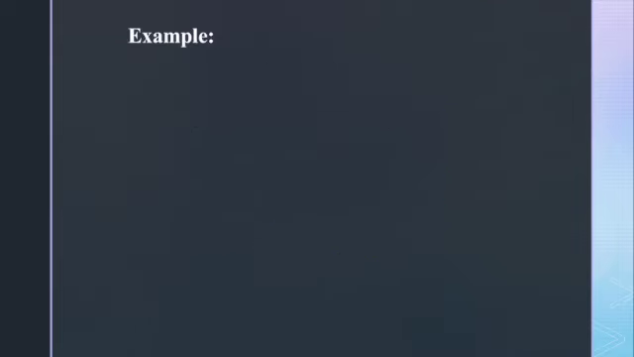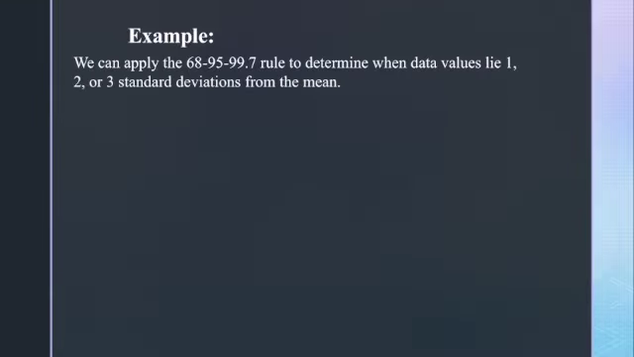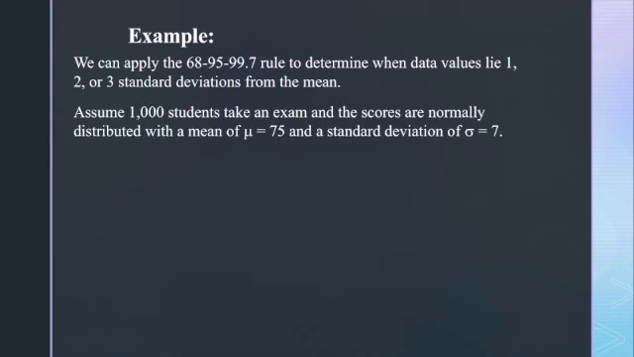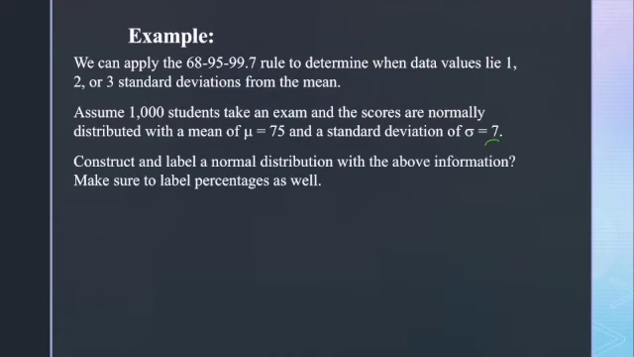So let's go ahead and look at another example. We can apply the 68-95-99.7 rule to determine when data lies 1, 2, or 3 standard deviations from the mean. Assume 1,000 students take an exam and the scores are normally distributed with a mean of 75 and a standard deviation of 7. Let's construct our normal distribution and label our percentages as well.